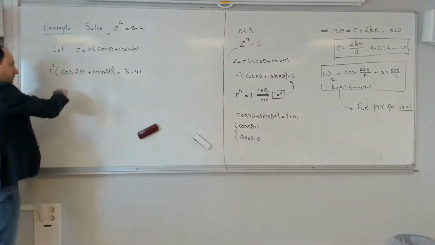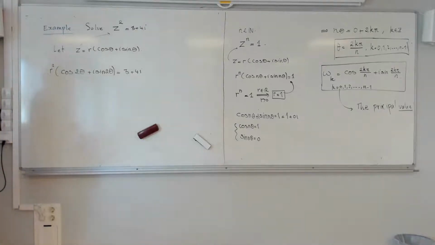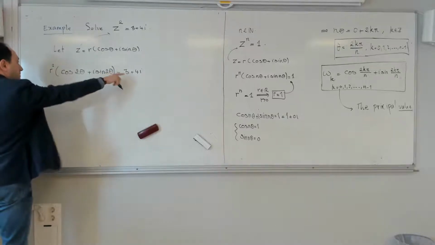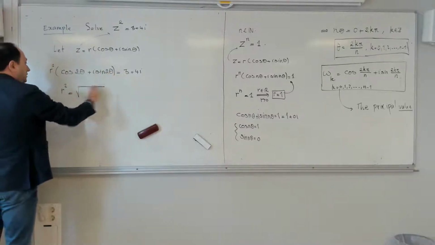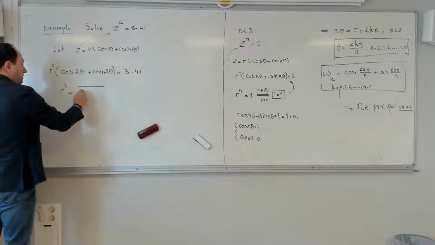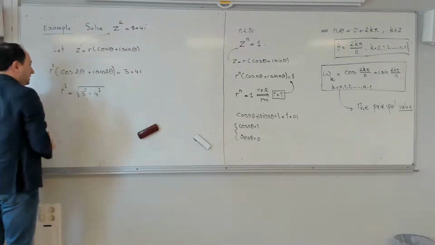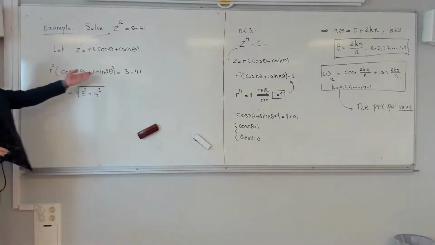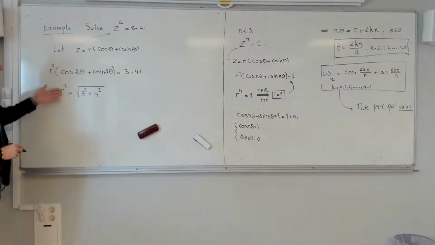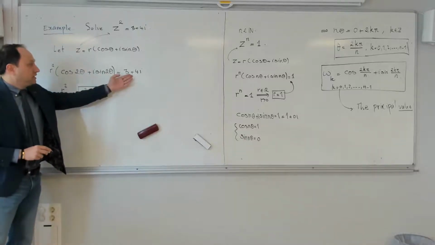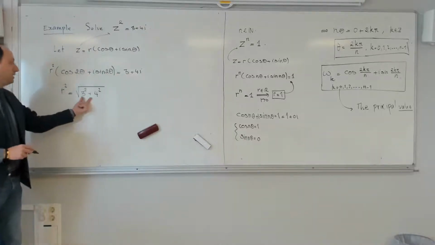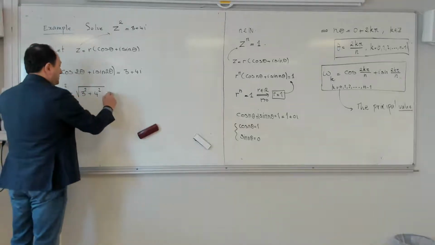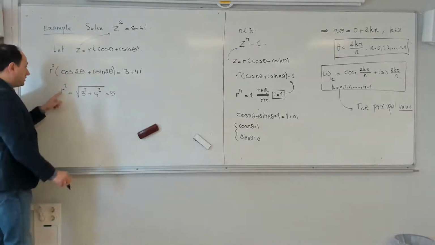Then you remember that immediately I compare the absolute values on both sides. The absolute value on the left is r squared. The absolute value on the right is the square root of 3 squared plus 4 squared. Is that understandable? The absolute value of the complex number on the left is r squared, the absolute value of the number on the right is this expression, so they have to be equal. And this is very simple: this is just 5. r squared is 5.